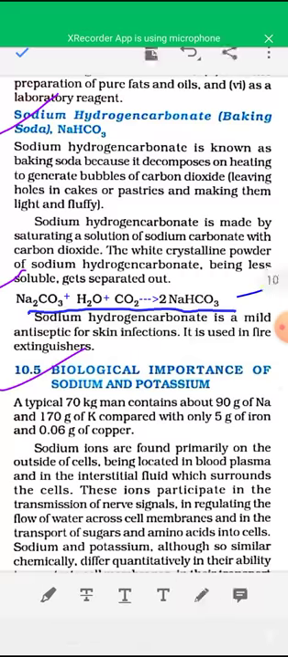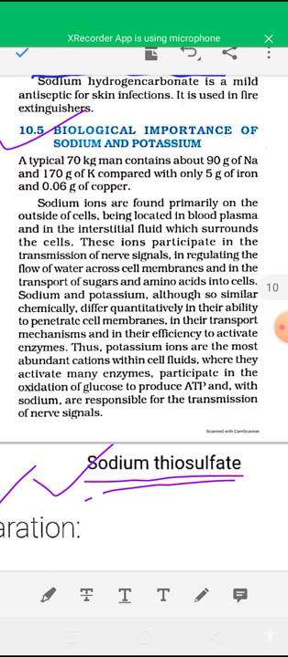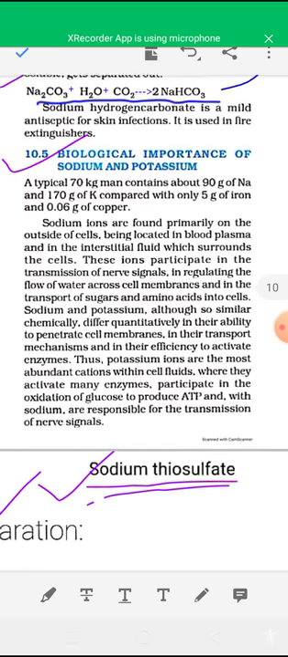Now see, the biological importance of sodium and potassium. Sodium and potassium have a very important role in our body system. Sodium ions are found primarily on the outside of the cell, located in the blood plasma and in the interstitial fluid which surrounds the cell, and these ions participate in the transmission of nerve signals. A very important role of sodium.